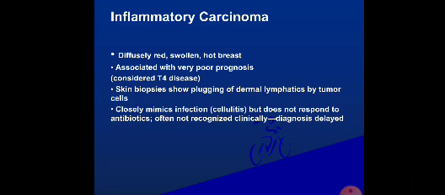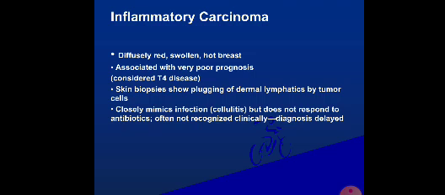Next category is inflammatory carcinoma. It is a very painful condition. Clinically you get a diffusely red, swollen, hot breast, with a very warm surface because of the excessive inflammation. It is associated with very poor prognosis because of the excessive spread. Consider it T4 disease. Skin biopsy shows plugging of dermal lymphatics by tumor cells. It closely mimics infection or cellulitis, but does not respond to antibiotics, and is often not recognized clinically.